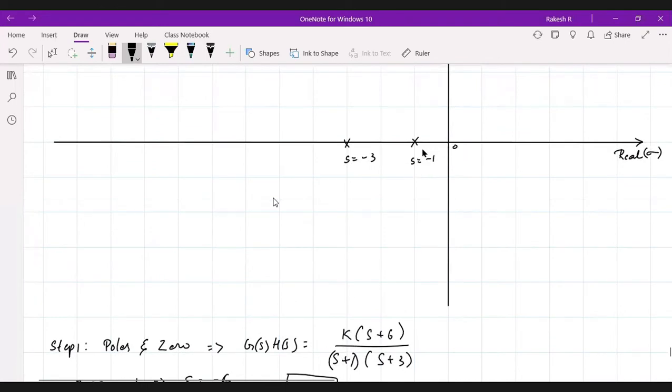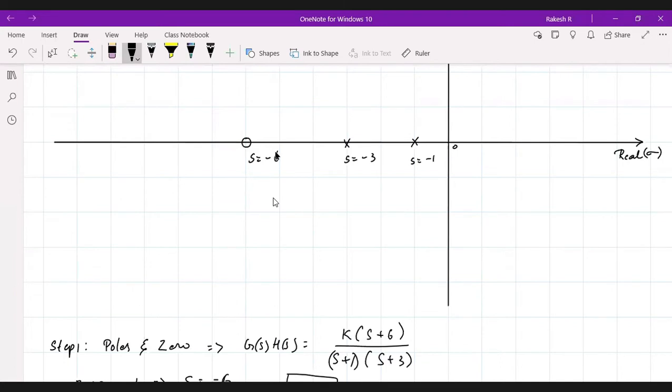So go here 1, 2, 3, 4, 5, 6. This is the zero. I am locating the zero with a sign here, a small circle. s equals minus 6 is the zero here. And this is how we will be locating the poles and zeros here. Right. Now, what is the next step?